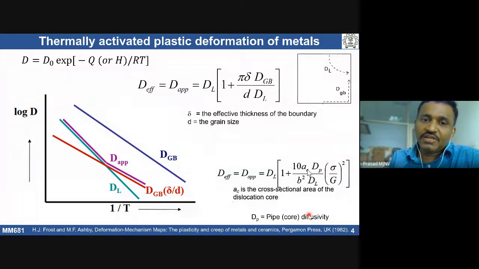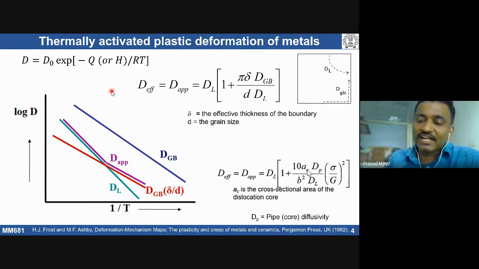Okay, sir. So typically, the activation energy for lattice diffusion is almost close to that of self diffusion. The activation energy for grain boundary diffusion is about 0.5 to 0.6 times that of self diffusion. Typical values, approximately 0.5 to 0.6 times. Similarly, the activation energy for pipe diffusion also comes around 0.5 to 0.6 times the activation energy for self diffusion. These are ballpark numbers that we see.